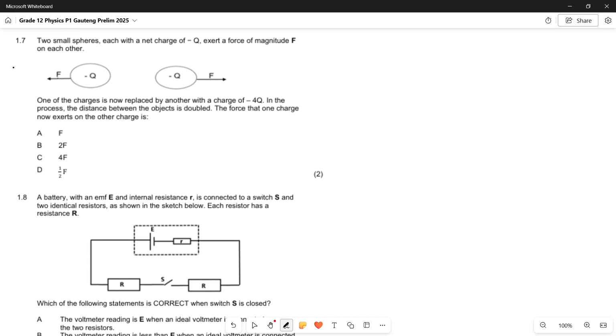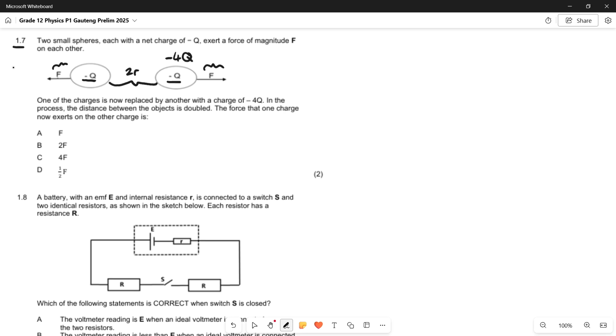And then 1.7 over here says, 2 small spheres, each with a net charge of negative q, as we can see over here and over here, exert a force of magnitude F on one another. So the same force, the magnitude F, on one another. One of the charges is now replaced by another with a charge of minus 4q. So we are changing this guy to minus 4q over there. In the process, the distance, this radius over here, between the two objects is doubled. So it was r, but now it is 2r.